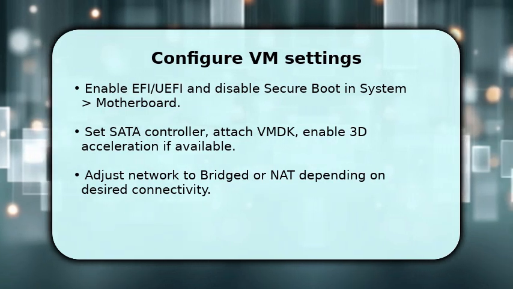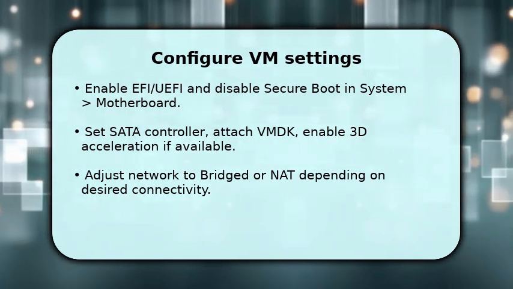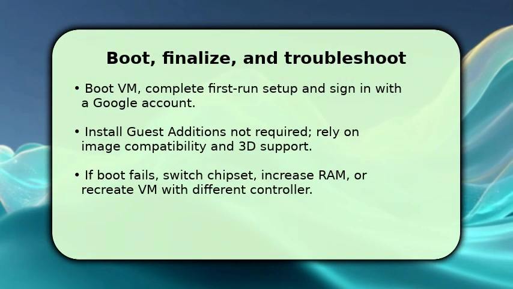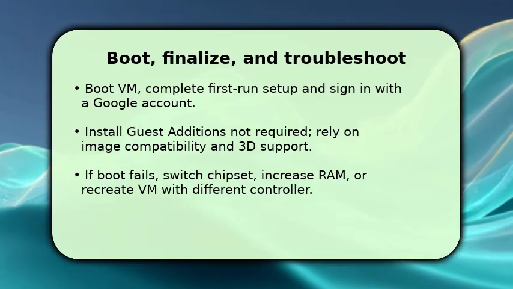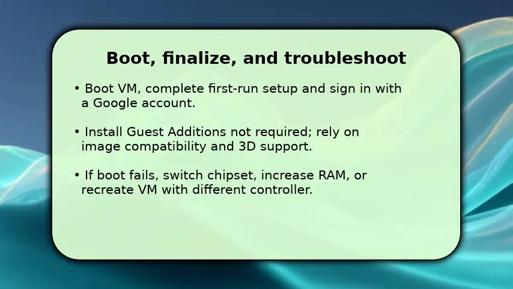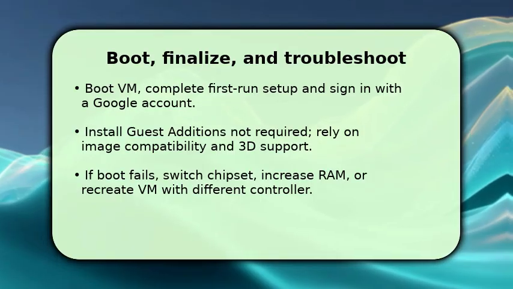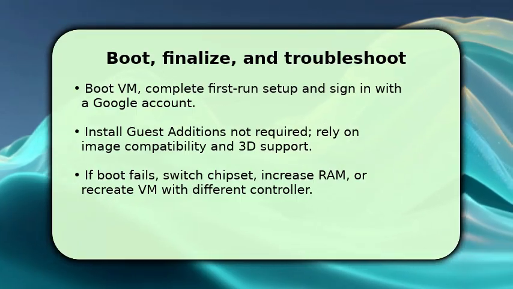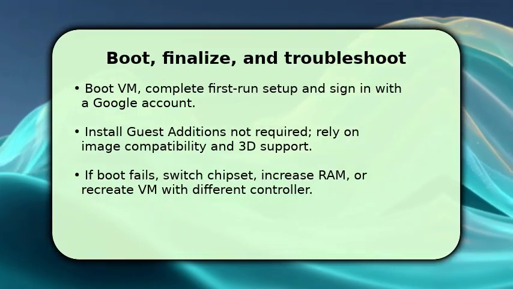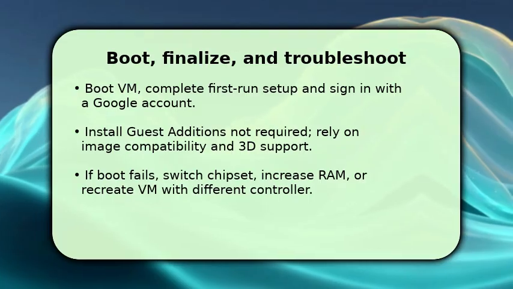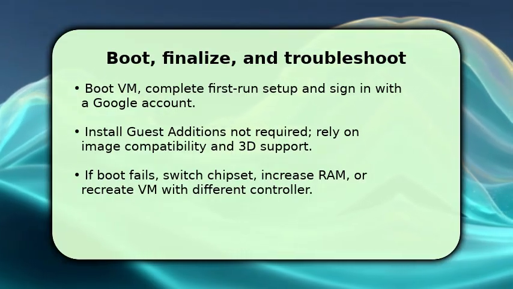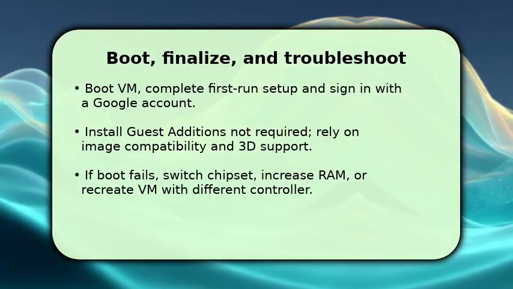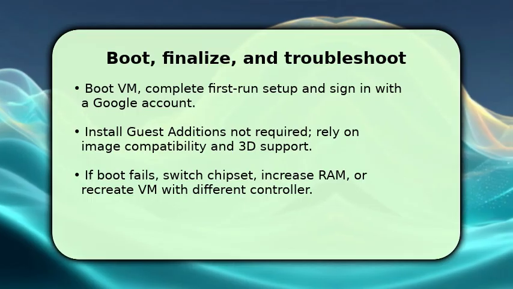You boot the VM and follow Chrome OS initial setup. Sign in with your Google account and allow updates. Because many Chrome OS builds include their own drivers, avoid forcing VirtualBox guest editions, rely on the image's graphics support and the enabled 3D acceleration. If the VM won't boot, stop and try toggling the chipset between PIIX3 and ICH9, increase RAM, or recreate the VM using a different controller, AHCI or SATA.